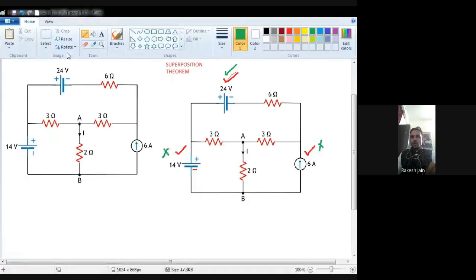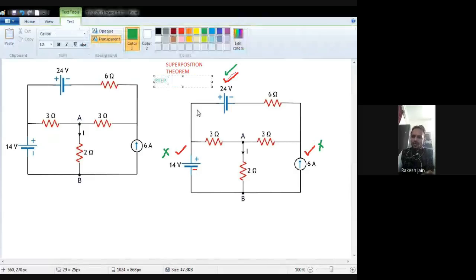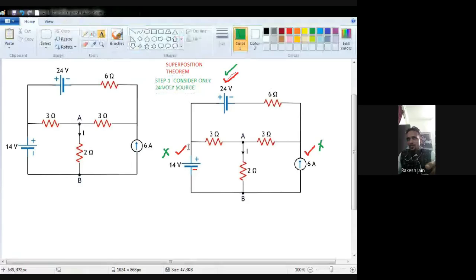While considering a single source at a time, remove the other sources. In step number first, consider one source and remove the other sources. How can you remove the other sources? If a current source is there, then open it. If a voltage source is there, then short it. So whenever a current source is there, remove it by open circuit, and whenever a voltage source is there, remove it by short circuit. So we are going to solve this.